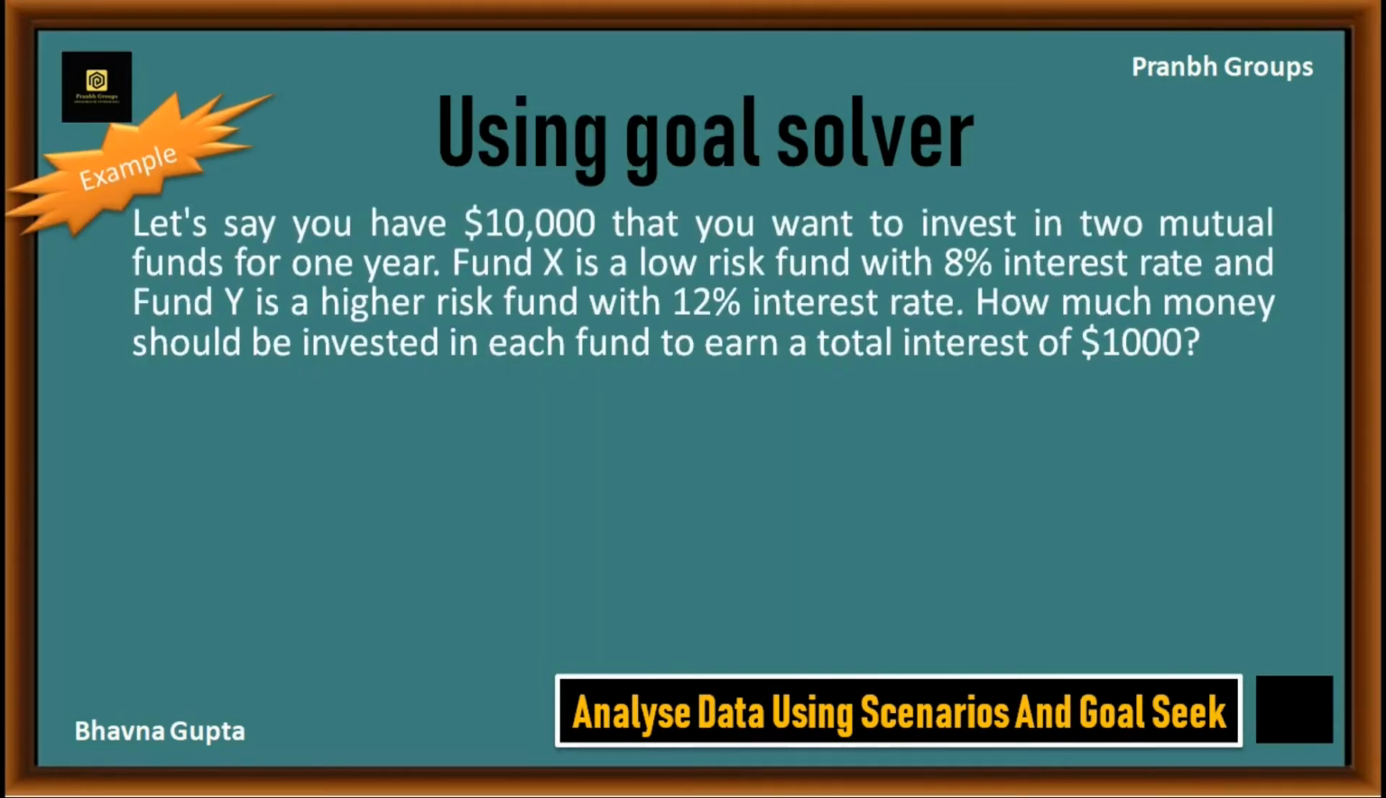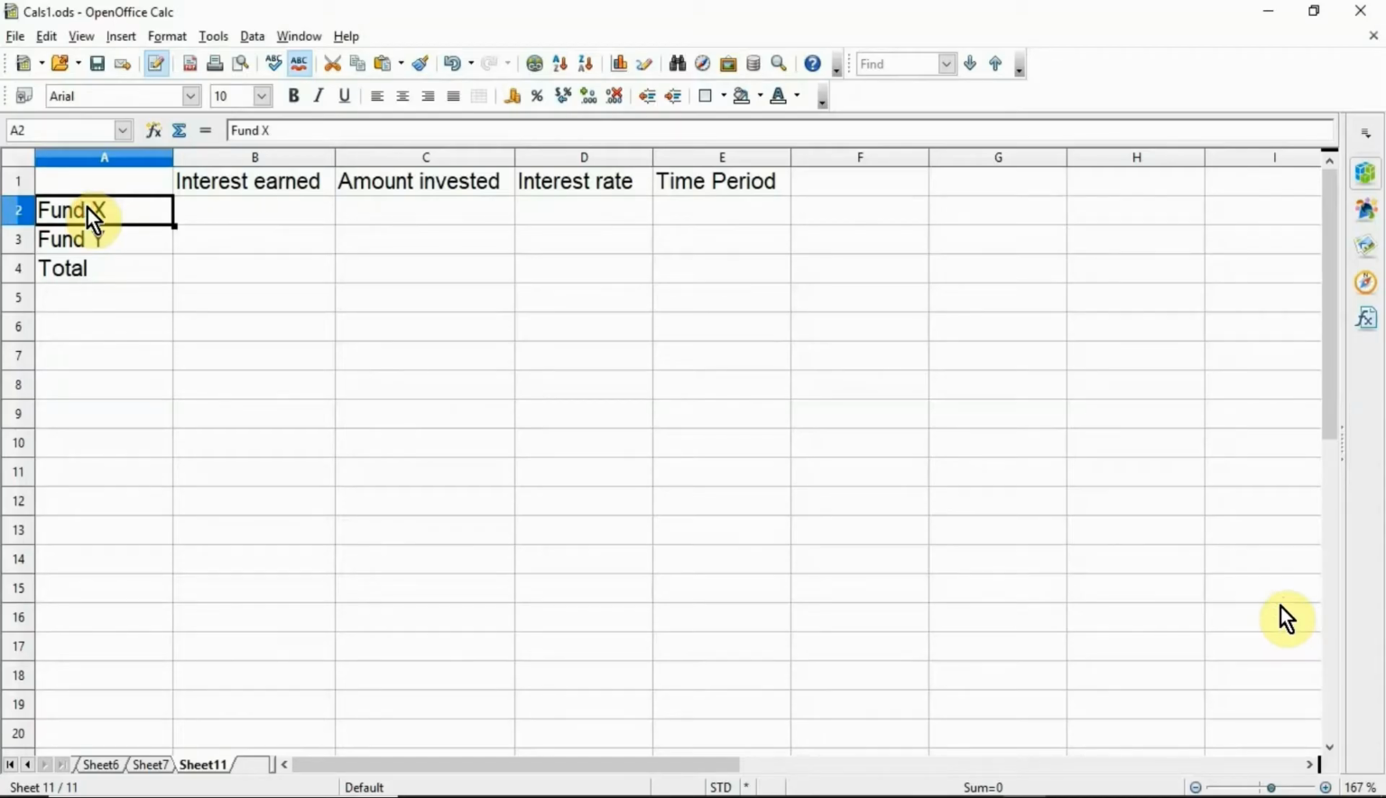Let's solve the example. Let's say you have 10,000 that you want to invest in two mutual funds for 1 year. Fund X is a low risk fund with 8% interest rate, and fund Y is a high risk fund with 12% interest rate. How much money should be invested in each fund to earn a total interest of $1,000? So let's do the practical.